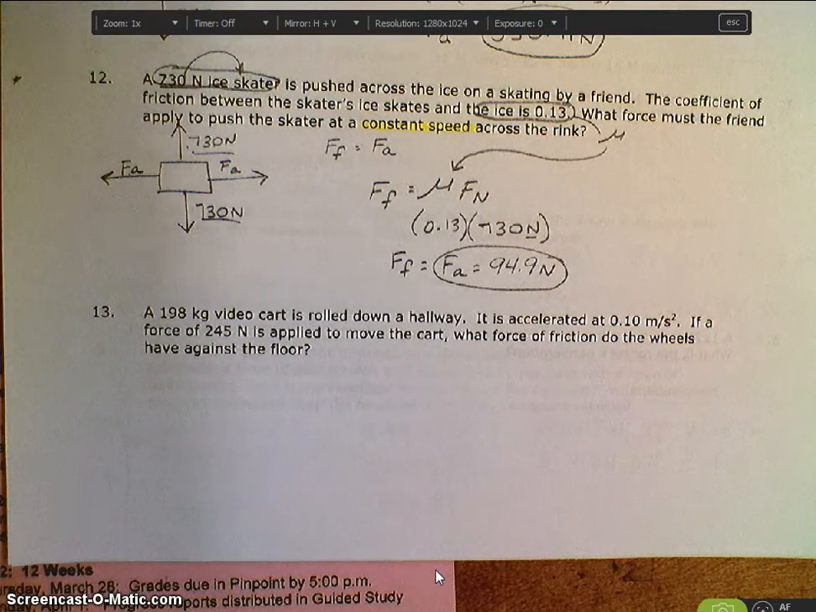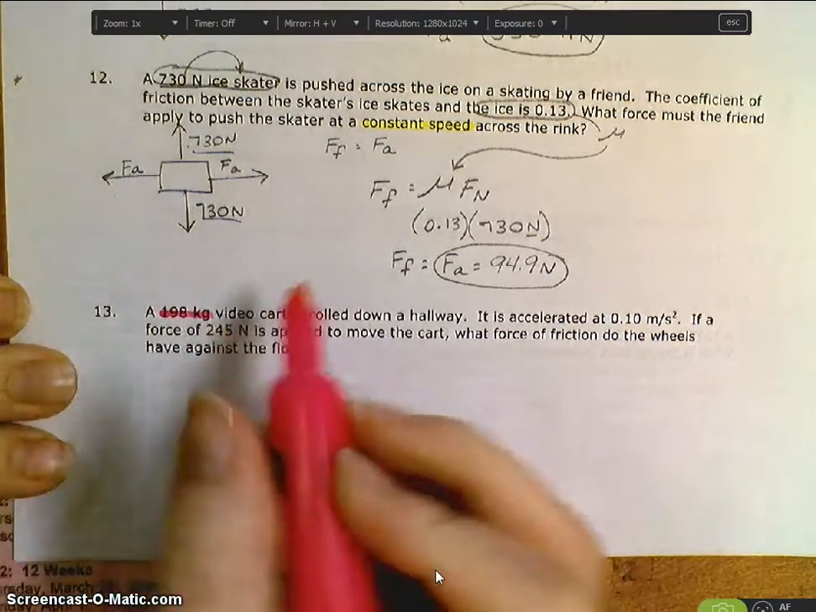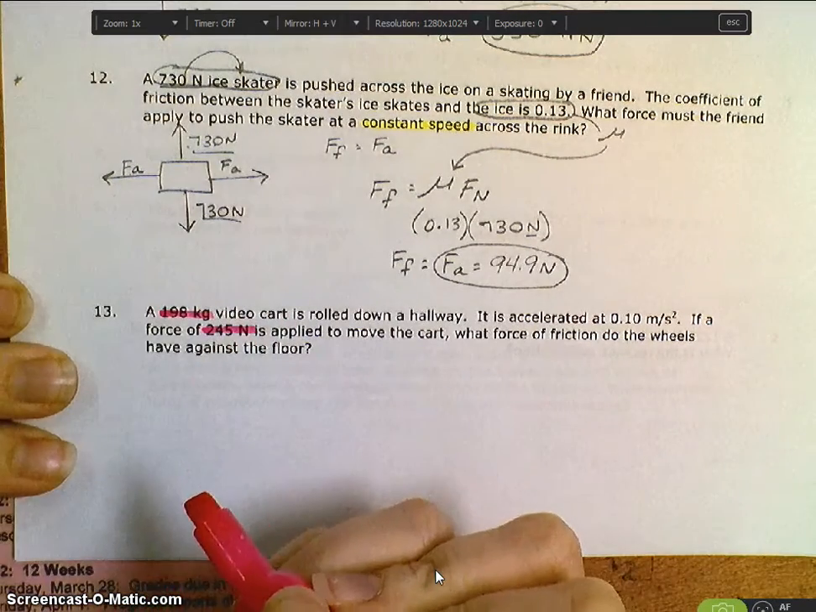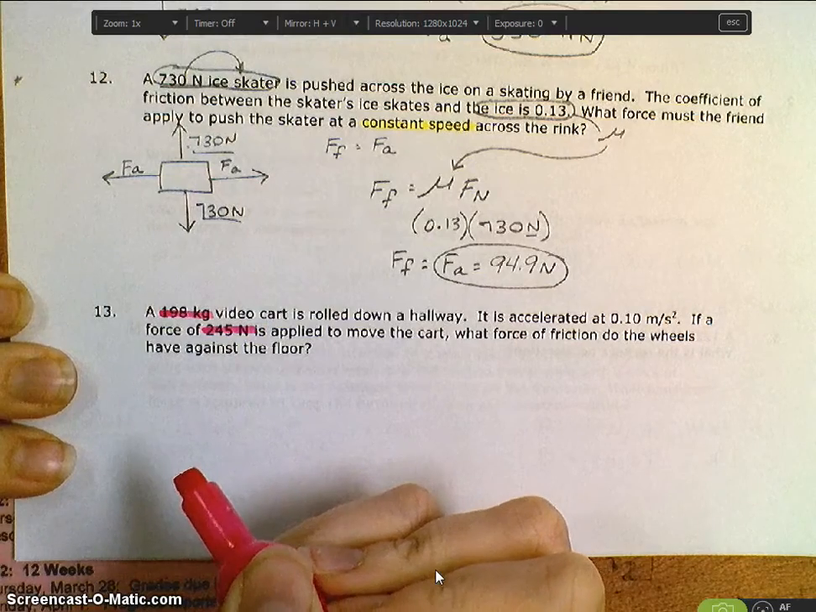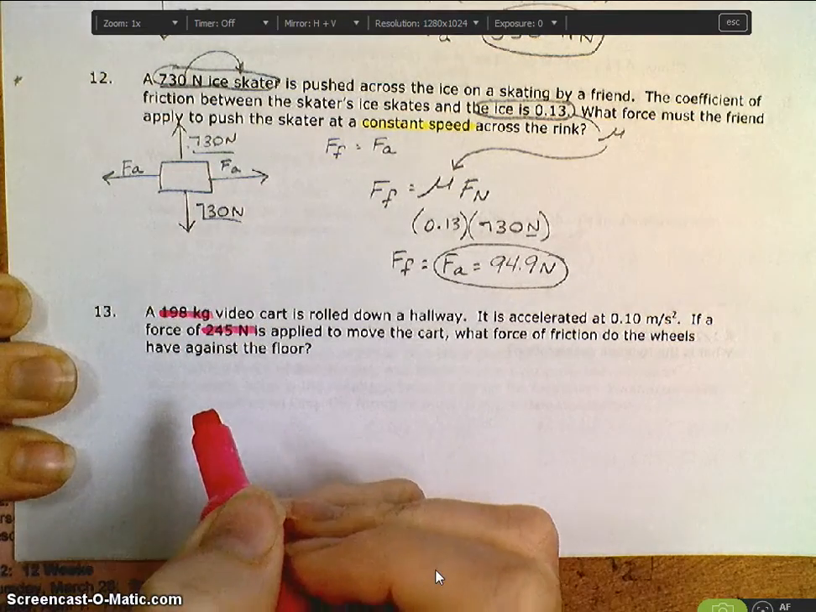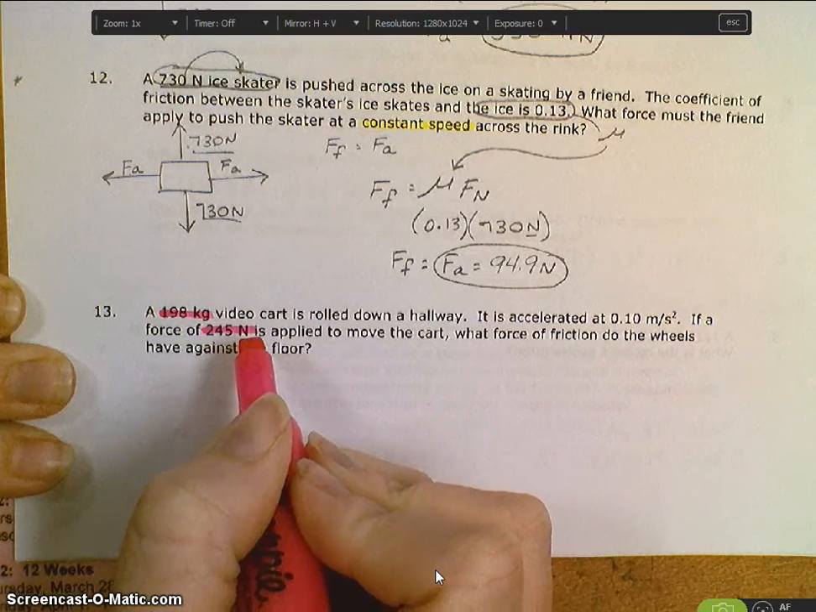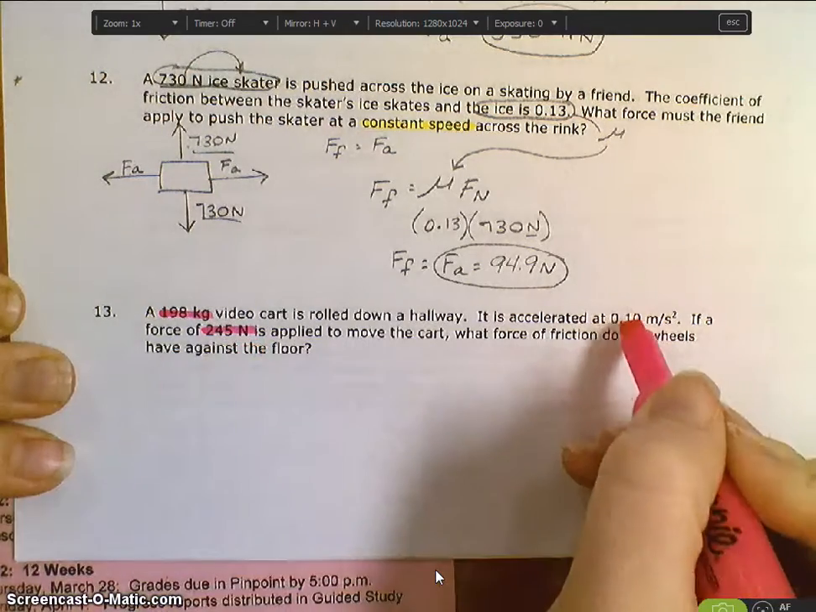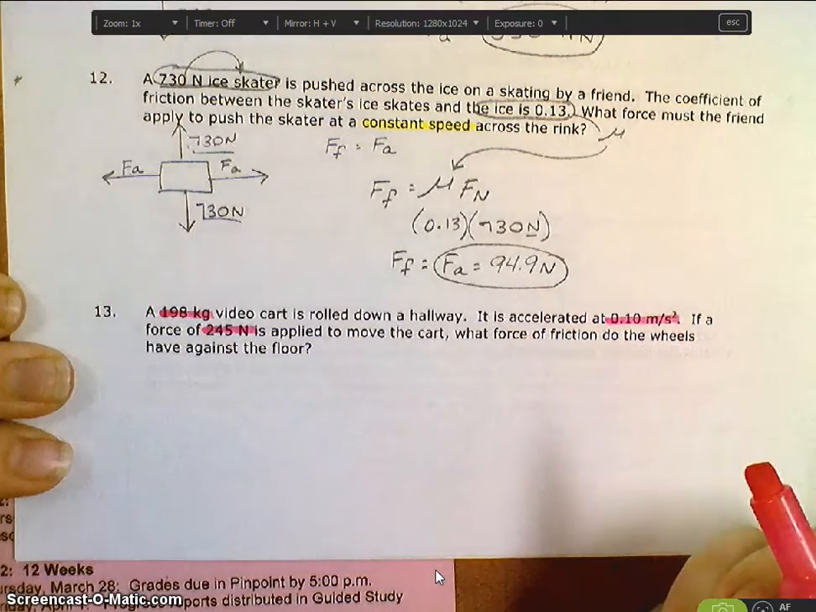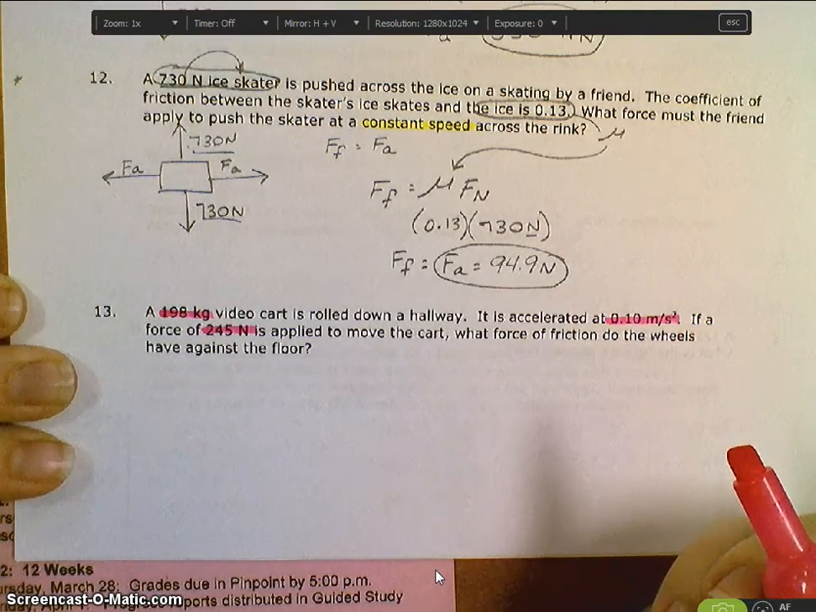Again, first thing I want to show you guys is when I look at a problem, the first thing that I'm going to do is identify my numbers. I'm thinking all the time about what these numbers mean. Kilograms means mass. You have to memorize what these units stand for. Newtons means force. And here's one that we forget a lot. 0.1 meters per second squared.